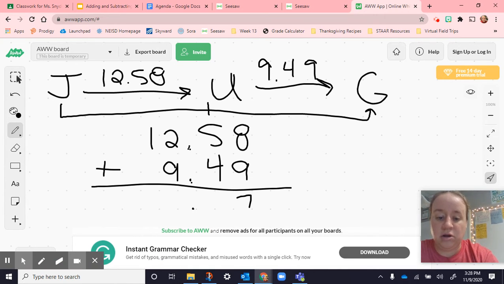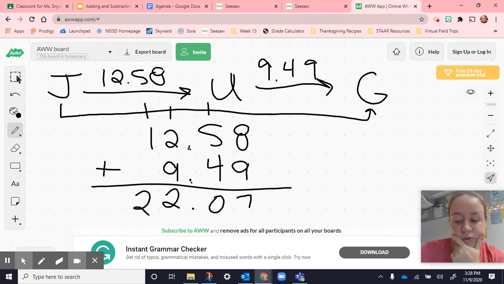Then here, when you get here and you're at your tenths, you regroup over to the ones. So 5 plus 1 is 6, plus 4 more is 10. Write your 0, regroup over to the ones place. Okay, 9 plus 1 is 10, plus 2 more is 12, regroup, and 1 is 2. So 22 and 7 hundredths. So pay attention to the regrouping. Just like whole numbers, you jump over the decimal point and go to that ones place. But pay attention with these questions.